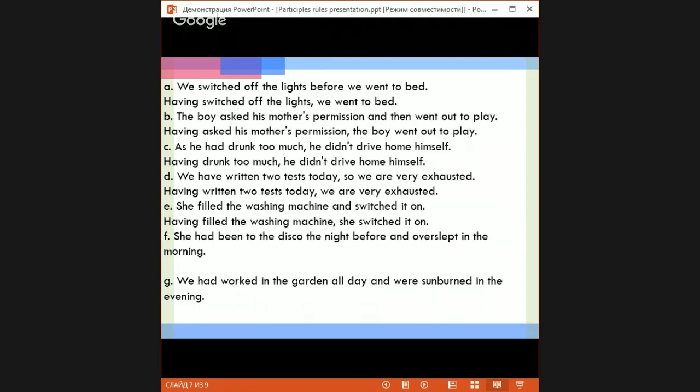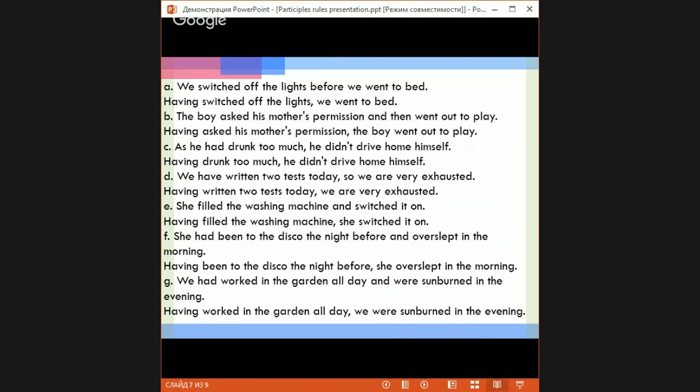She had been to the disco the night before and overslept in the morning. Having been to the disco the night before, she overslept in the morning. And the last one on the slide. We had worked in the garden all day and were sunburned in the evening. Having worked in the garden all day, we were sunburned in the evening.